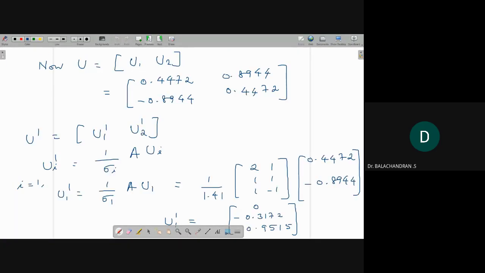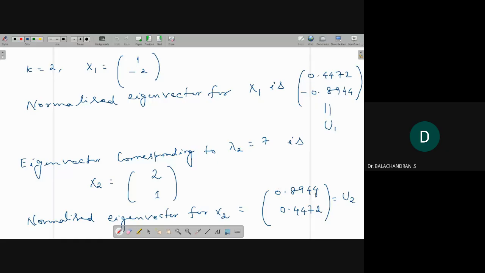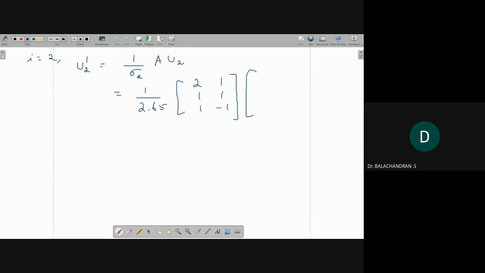And U2 is this matrix 0.8944, 0.4472. So this is U2. After multiplying these two matrices and dividing by 2.65, we will get U2 dash equal to, so please verify using calculator, 0.8438, 0.5063, 0.1688.